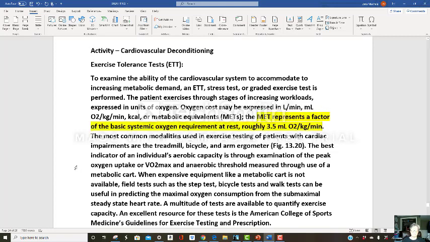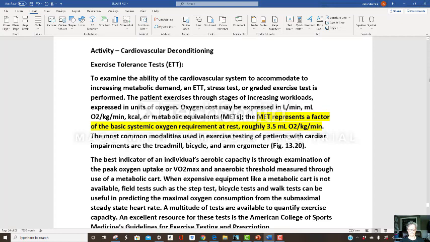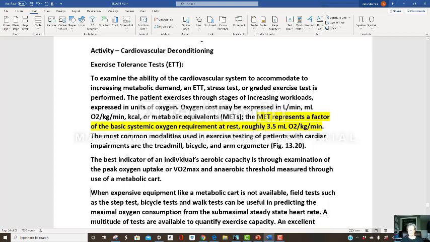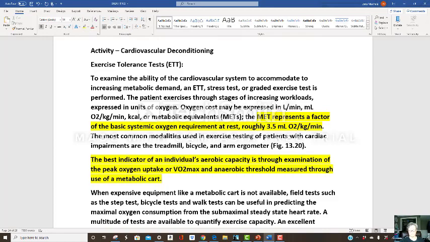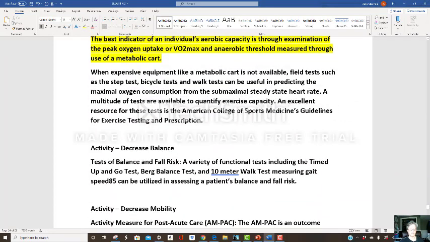Figure 13.20. The best indicator of an individual's aerobic capacity is through examination of the peak oxygen uptake, or VO2 max, an anaerobic threshold measured through use of a metabolic cart. When expensive equipment like a metabolic cart is not available, field tests such as the step test, bicycle tests, and walk tests can be useful in predicting the maximal oxygen consumption from the submaximal steady-state heart rate. A multitude of tests are available to quantify exercise capacity. An excellent resource for these tests is the American College of Sports Medicine's Guidelines for Exercise Testing and Prescription.